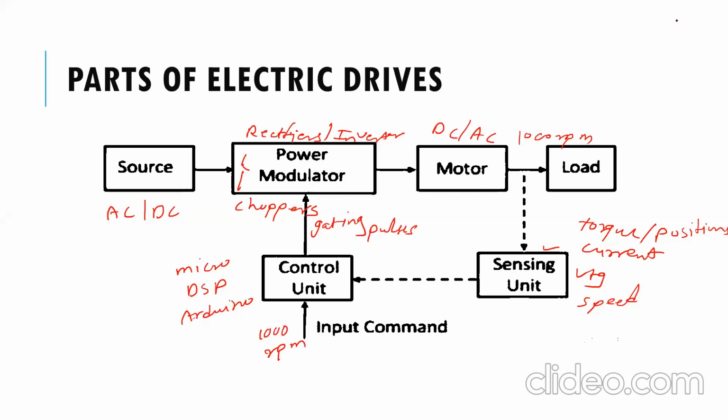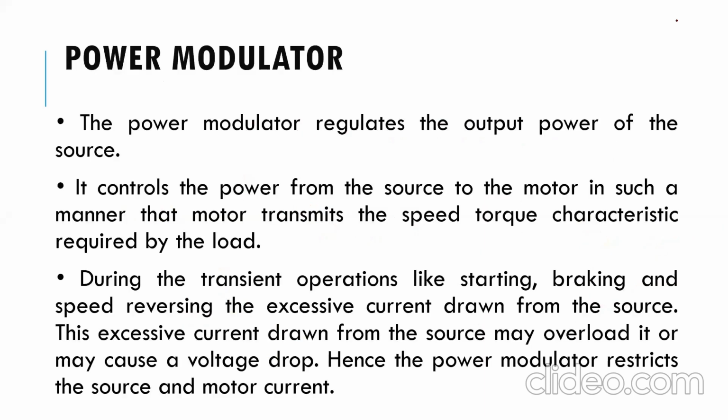Okay. The next slide is about the information of various components of the above block diagram. First main component is the power modulator. Power modulator, what it does, it regulates output power of the source. The input is connected to the power modulator and it generates a required output power which is given to the motor. Maybe it is an AC motor or DC motor.